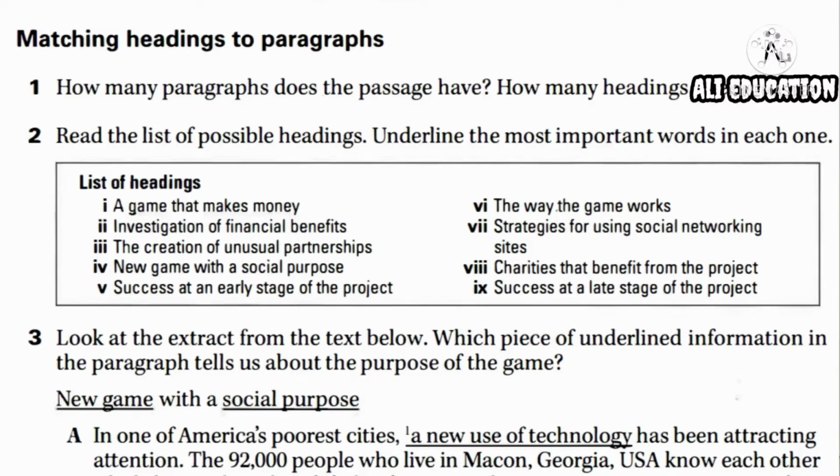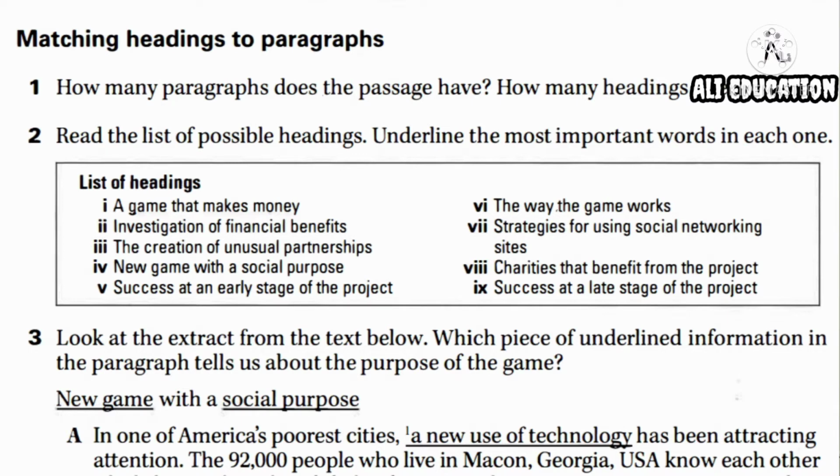For example, here we have, as I said, 9 headings. For example, the first one, a game that makes money. If I'm not mistaken, this text is not about a game that makes money. No, we will put a cross. And the second one, investigation of financial benefits. Here it does not say some kind of financial benefits or financial aid. The creation of unusual partnerships. Unusual partnerships. No. And here we have the right answers.